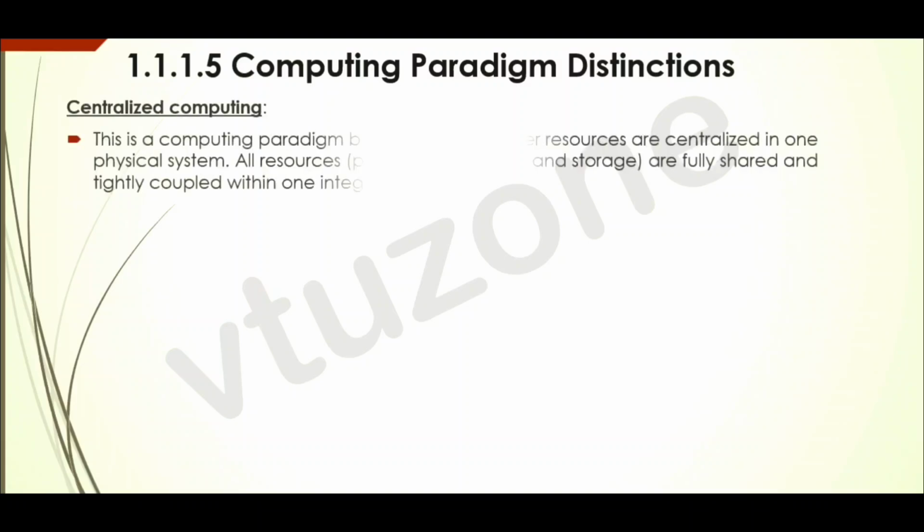So, centralized computing. Centralized computing is a system where all computer resources like processor, memory, storage are located in one single physical system. Everything is managed from a single powerful computer and all users and devices connect to this central system to perform tasks. Then one integrated operating system controls the entire setup here.